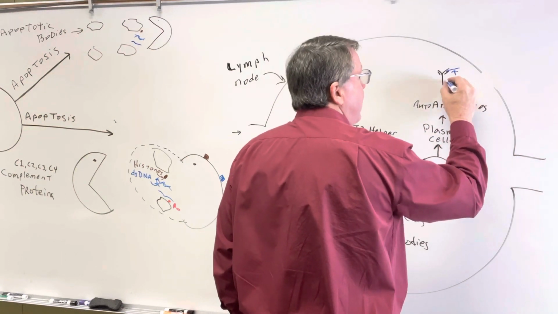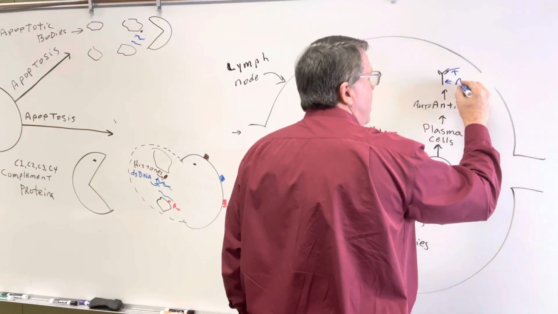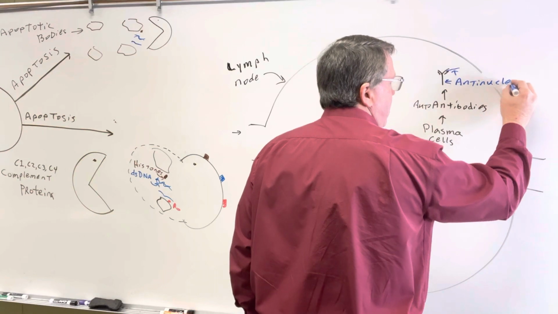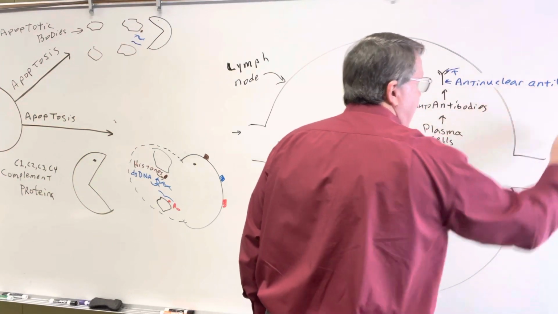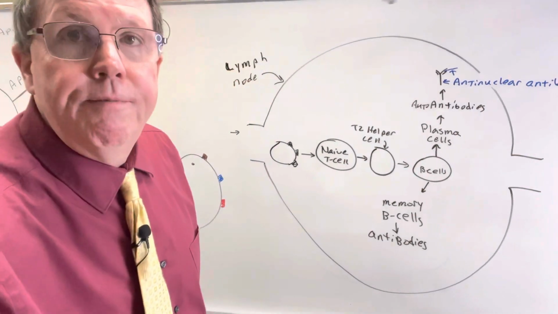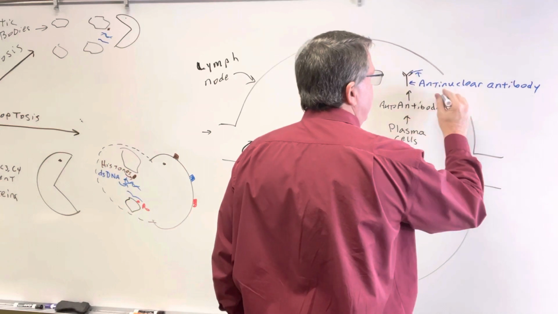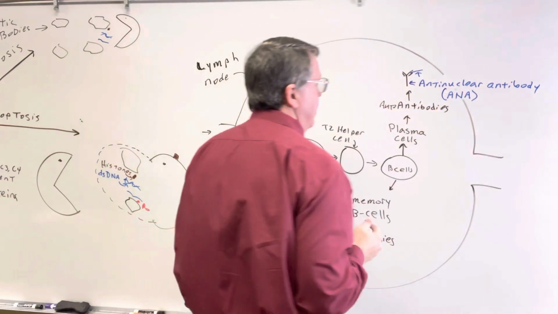This antibody now, because it's going after a nuclear protein, is going to be an anti-nuclear antibody, because it goes after the proteins that are in the body, right? That are in our own DNA. So for short, we're going to call these ANA. For short, anti-nuclear antibody, okay?